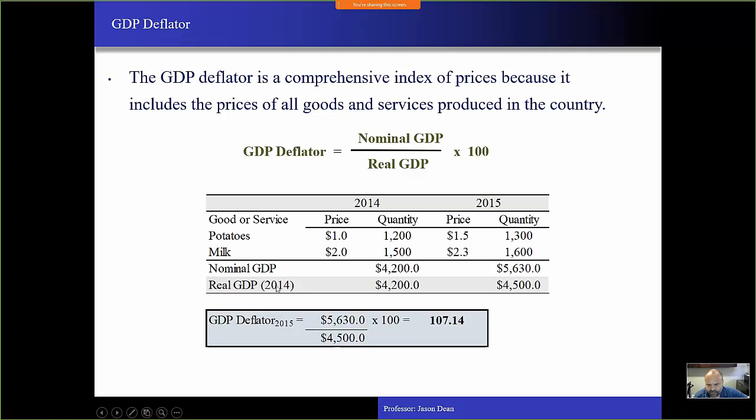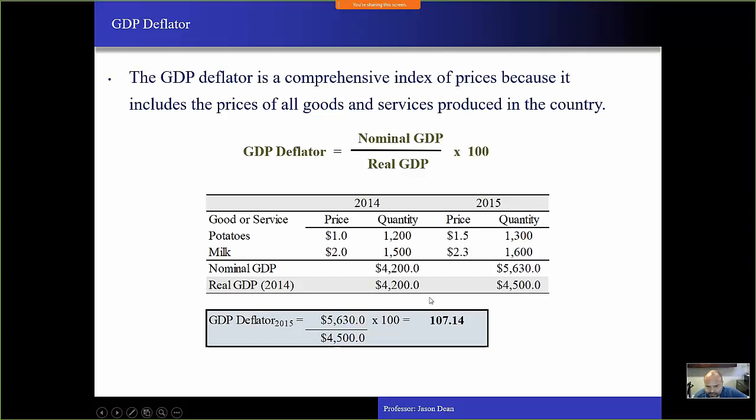So when we calculate real GDP, what we do is we determine a base year. Here we'll say that 2014 is the base year. And so we're going to use 2014 prices and then use the quantities in 2014. So obviously these two numbers are going to be the same. But in 2015, to calculate real GDP, we are going to use the prices in 2014, but we're going to use the quantities in 2015. And so when we multiply these prices and these quantities together, we get that real GDP is 4,500.